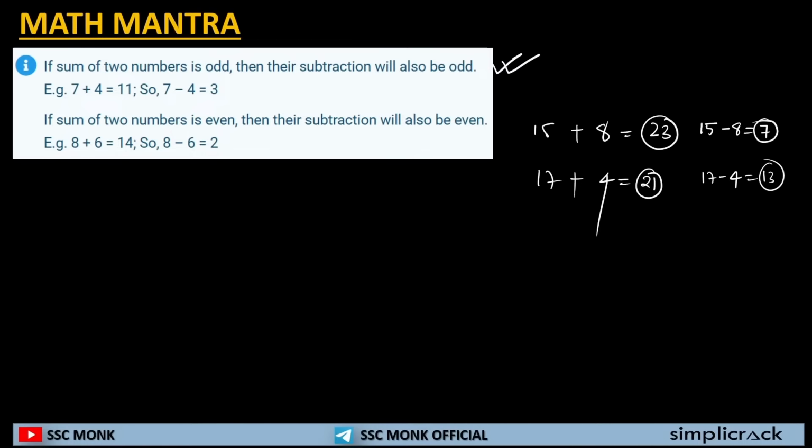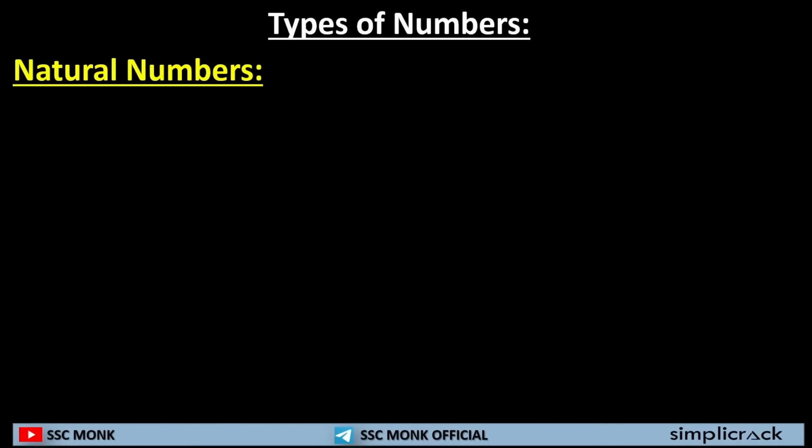With this, the very first part regarding predecessor, successor, even number, odd number, place value, face value, we are done. Now we'll move to the next part. What is that? Types of numbers, that is natural numbers.